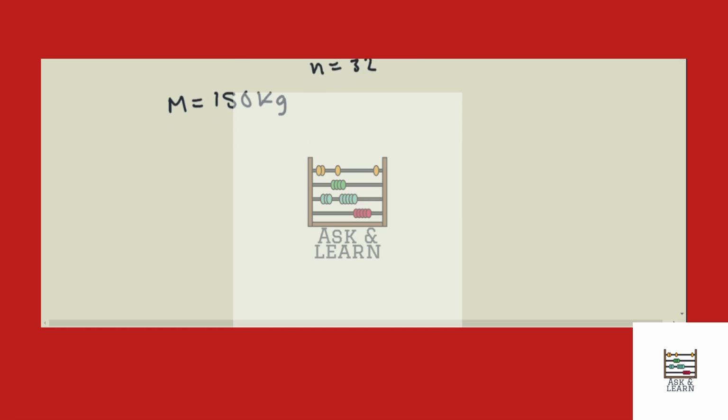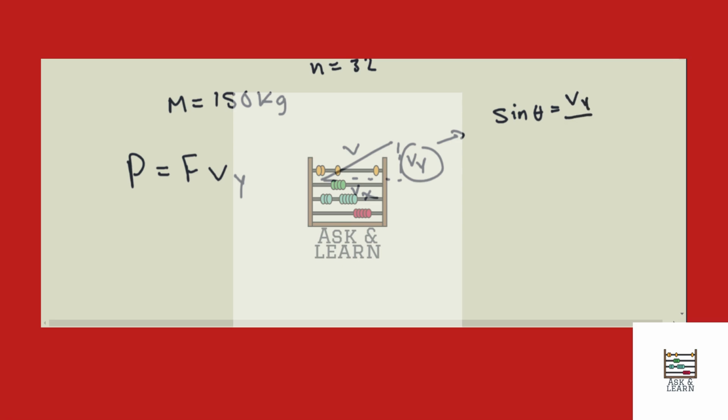kilograms. Since we're dealing with power, we know that power is equal to force times velocity. But here the velocity is actually in the y direction, right? Because the velocity is going up the escalator. So we know that these have components, right? We have vx, and in the y direction we have vy. So to find vy, you can say sine theta is equal to vy over v. So then vy is just that velocity times sine theta.